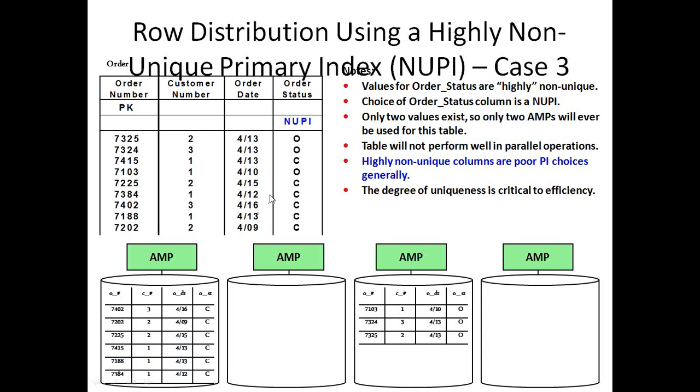Ideally, if there is a column which satisfies both factors, unique distribution and data retrieval, that is the best candidate to be chosen as the primary index. But if there is no such column which can serve both purposes, unique distribution and usage of the data, then we will go for other techniques which we will be seeing soon.